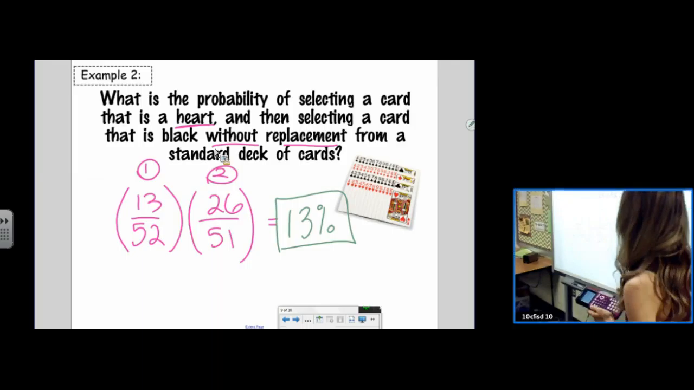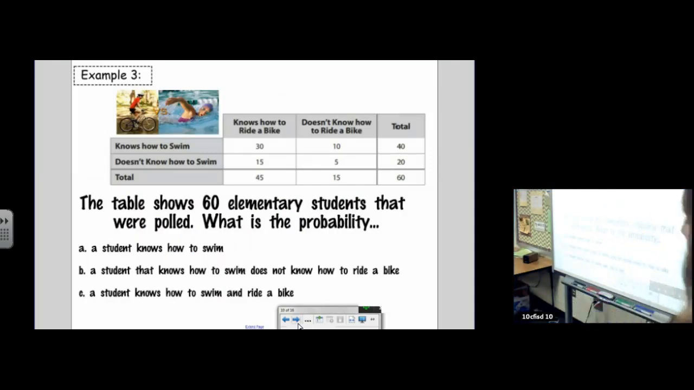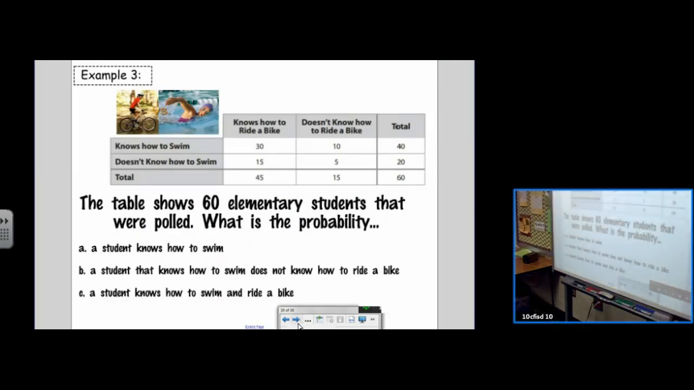All right. The table shows 60 elementary students that were polled. What is the probability a student knows how to swim?